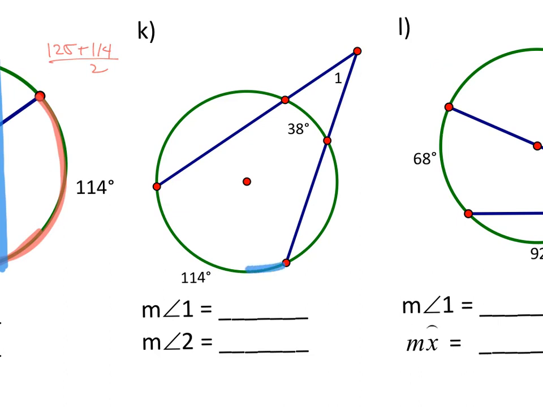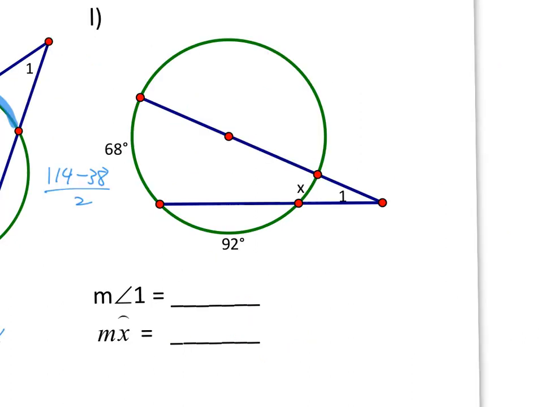For this problem, we have that arc is 114 and 38. So angle 1 will be the difference between them. So 114 minus 38 divided by 2. When we do that calculation, we get angle 1 is 38. There's actually no angle 2 in the diagram, so that's our answer.